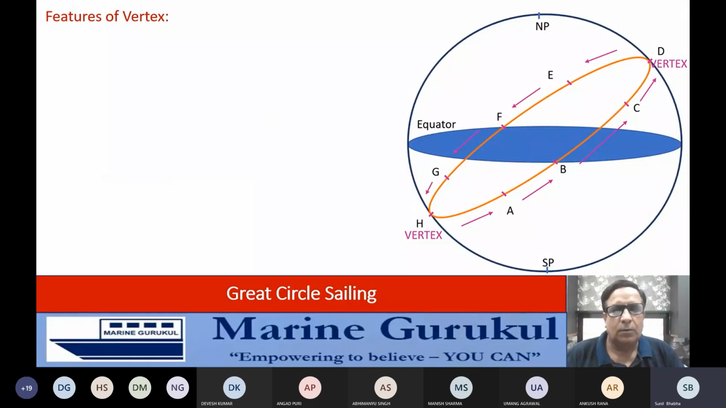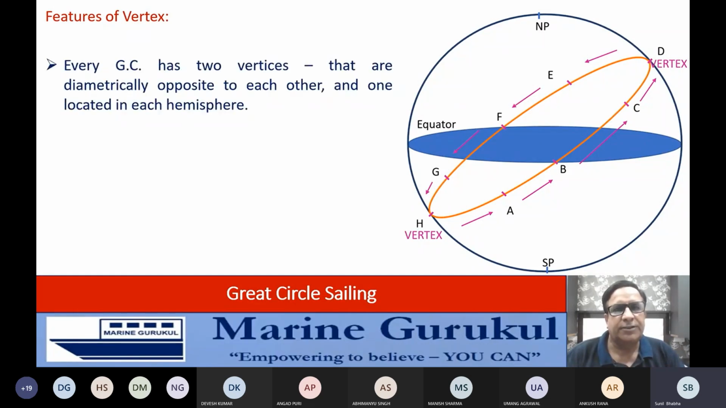Now, having understood what vertex means, let us understand some of the features of the vertex which will help us in solving certain questions. Now, every great circle, of course, excepting the equator, has two vertices that are diametrically opposite to each other and one located in each of the hemispheres. With respect to this great circle in question here, we can see it has two vertices, vertex D and vertex H, diametrically opposite to each other, vertex D in the northern hemisphere and vertex H in the southern hemisphere.